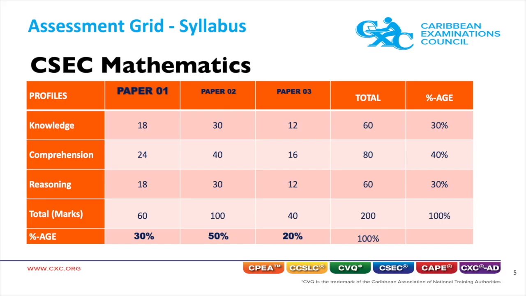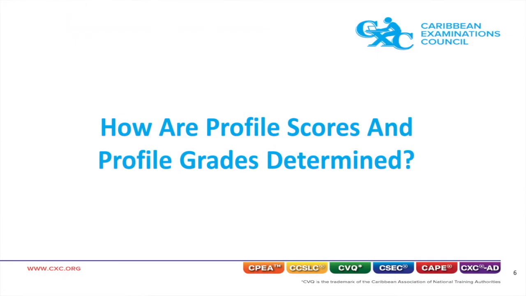Though Paper 1, Paper 2, and Paper 3 contribute 30%, 50%, and 20% respectively, for the purpose of grading, the paper contribution is not as important as the profile contribution, since CXC grades on profiles and not paper. So how are the profile scores and profile grades determined?